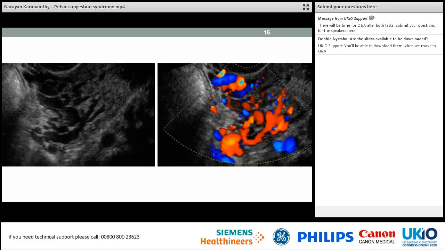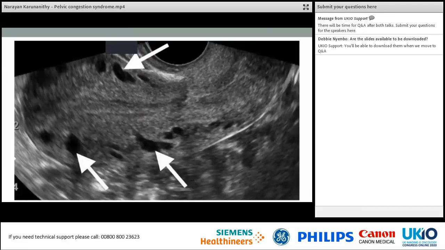And this again is a feature of pelvic vein varices. And this is the image showing the arrows point out the dilated arcuate veins within the myometrium. And when you see this again, you should have a high index of suspicion that that could be pelvic congestion syndrome when these veins are communicating with varices.